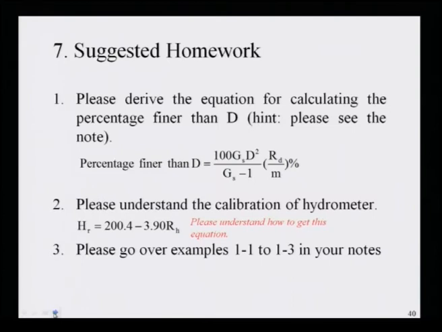Now, these are for your homework. Please derive the equation for calculating the percentage finer than D. That means percentage finer than D is 1000 G_s D square by (G_s minus 1) R_D by M percentage. You derive it. Please also understand the calibration of the hydrometer. That means H_R is 200.4 minus 3.90 R_H. Why? What is this calibration? This is for your homework. You can try and explain yourself what this H_R equal to 200.4 minus 3.90 R_H is.